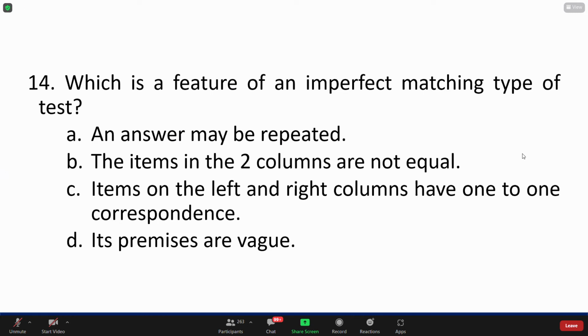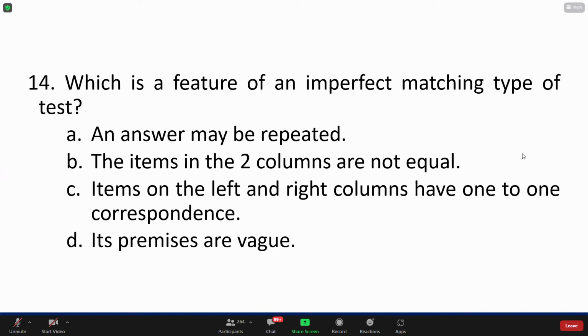Which is the feature of an imperfect matching type of a test? A, an answer may be repeated. B, the items in the two columns are not equal. C, items on the left and right columns have one-to-one correspondence. D, its premises are vague. Letter C po. Okay, one-to-one correspondence.